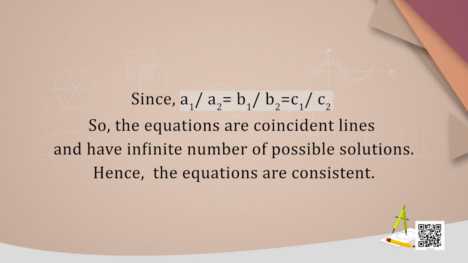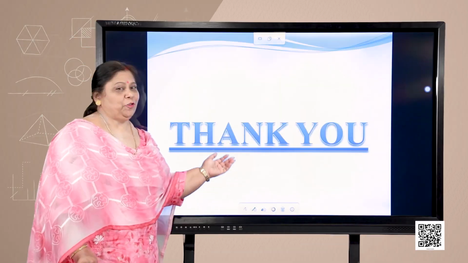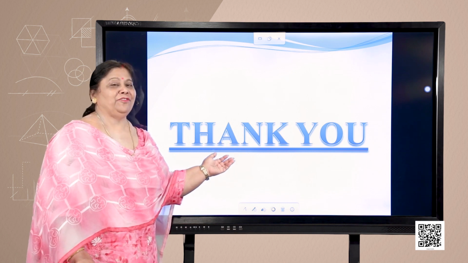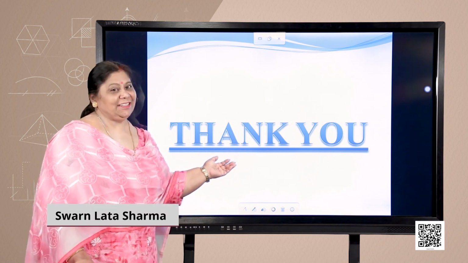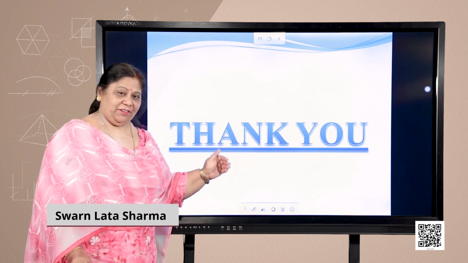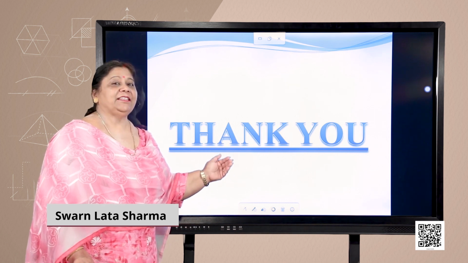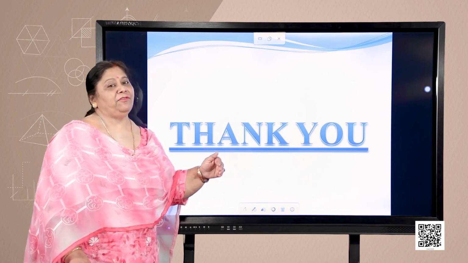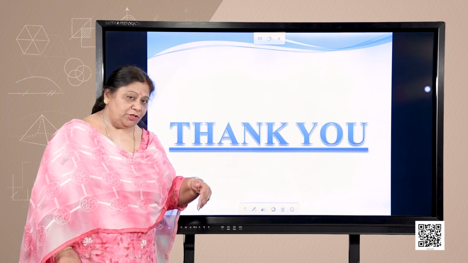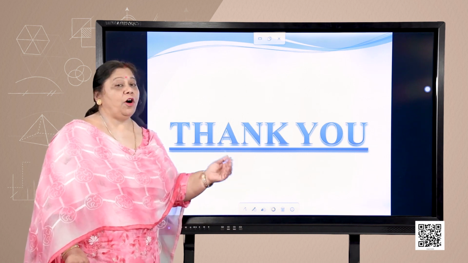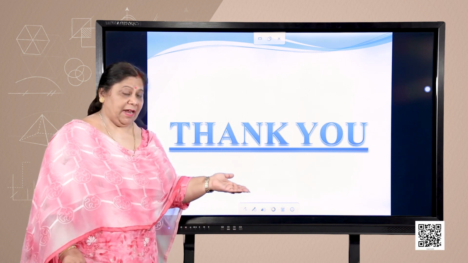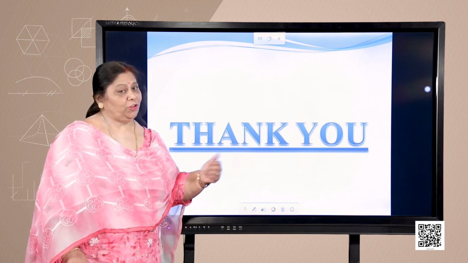So, the equations are again coincident lines here, and they have infinite number of possible solutions, hence the equations are said to be consistent. So students, I hope you have understood the concept of these pair of equations. Today we did it in a graphical way, and also we learned the three conditions when the pair of equations are having unique solution, no solution, or dependent system, that is they have infinitely many solutions.